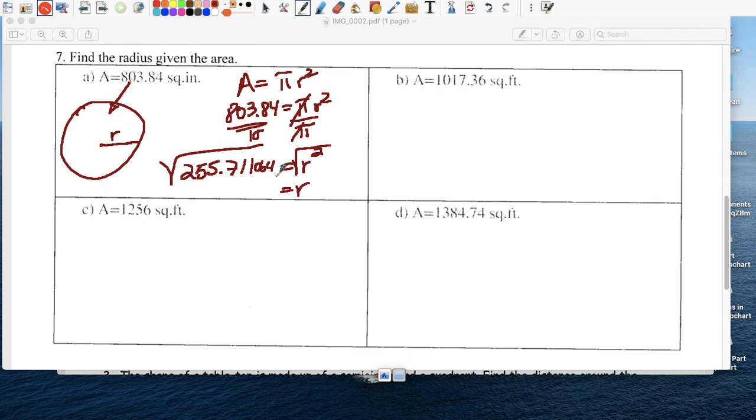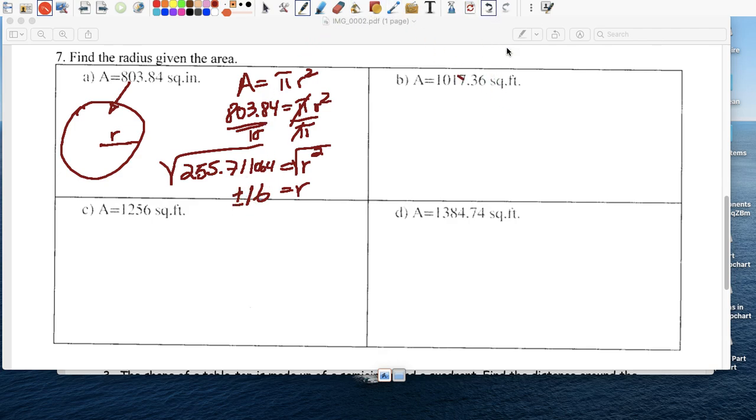803.84 divided by pi, enter, and we're going to take the square root of that, enter, we're going to get plus or minus 15.99 or 16. Remember, it's plus or minus, but we take the plus.